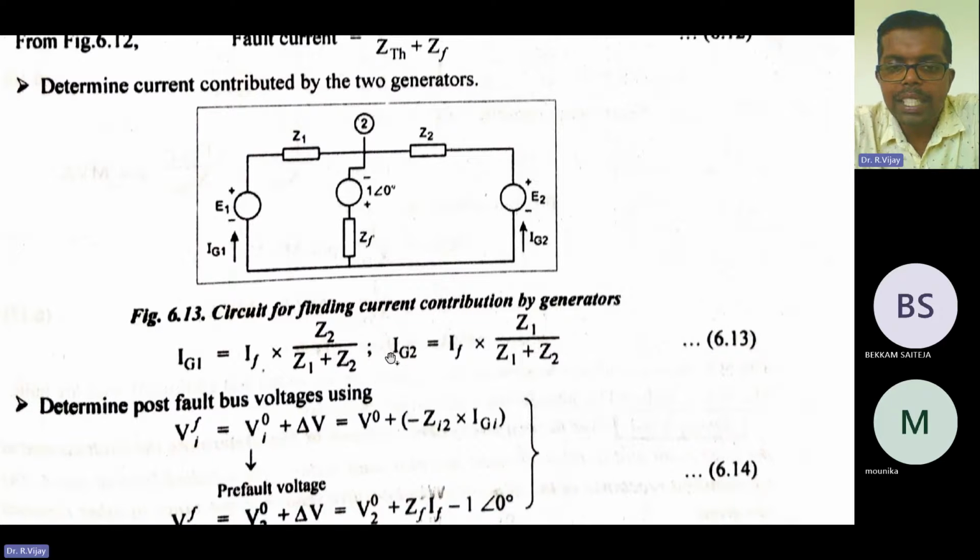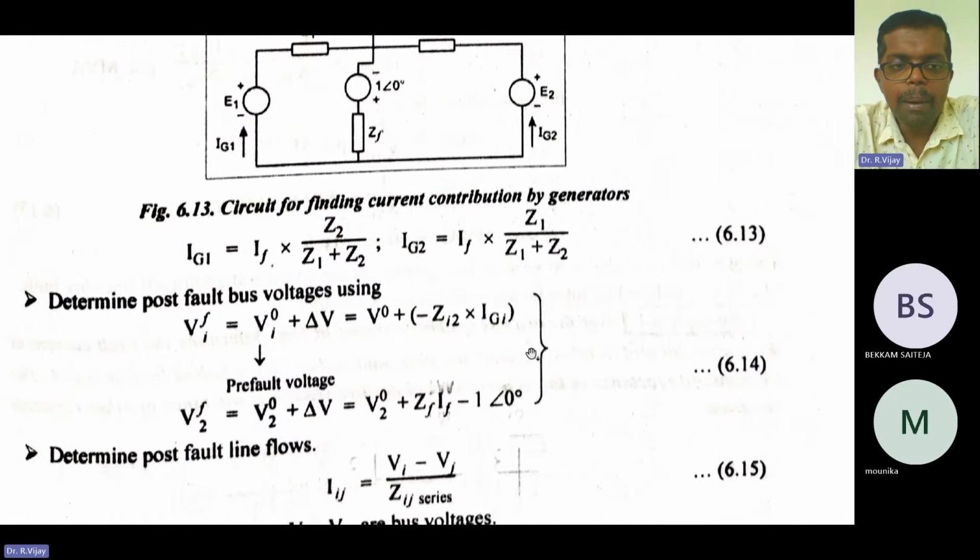Next, Ig2 is equal to the fault current into the impedance of the nearby node. That is, if you are taking the current in this particular node, you need to take the impedance from the nearby node, and the nearby node is this one only. So you need to take Z1 here. So Ig2 is equal to IF into Z1 divided by the total impedance Z1 plus Z2.